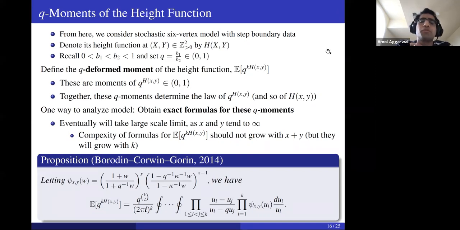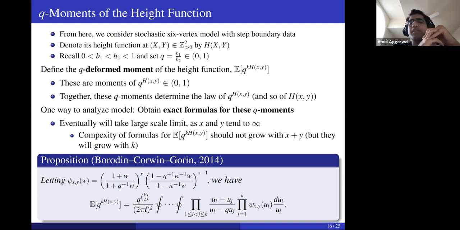Okay. So from now on, I will fix the stochastic six vertex model with step boundary conditions. That's the only boundary condition I'll consider for the remainder of this talk, and I'll denote its height function at some vertex xy by h of xy. Again, this is just recalling notation. And I recall that this stochastic six vertex model depends on these weights b1 and b2. And I'll set q equal to b1 over b2, and that is going to be between 0 and 1. So ideally, I want to compute statistics of this h of xy. That's the game, right?